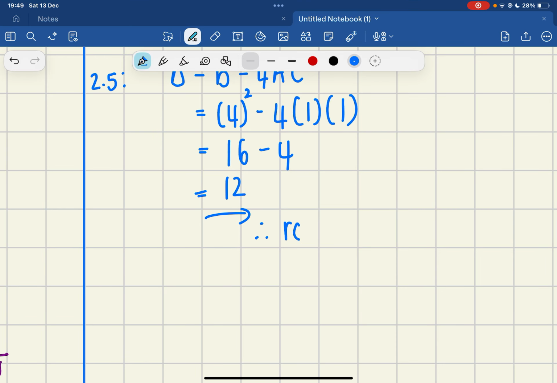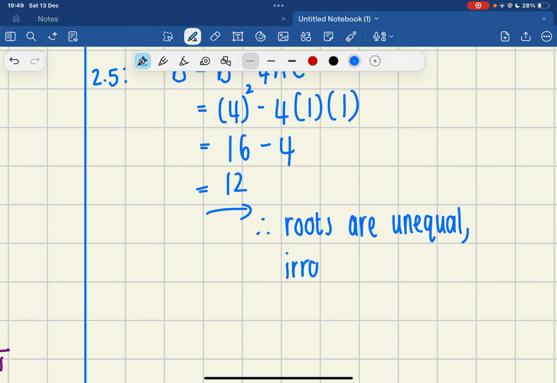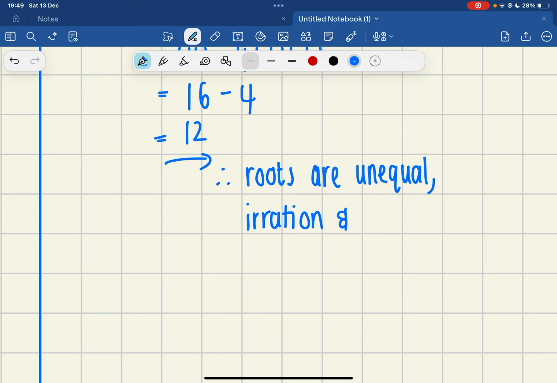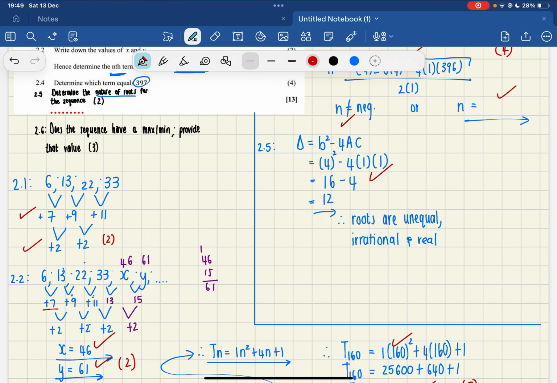Therefore, the roots are unequal, irrational, and real. Easy 2 marks. This is a level 4 type question. So if you're aiming for the 100% in this section, good for you to know this. Okay. Now, the last question, boys and girls, before we move along, question 2.6.